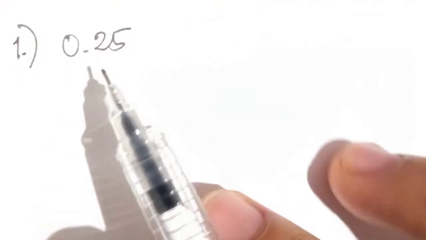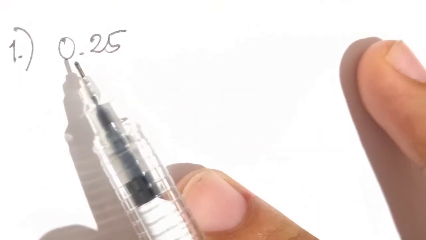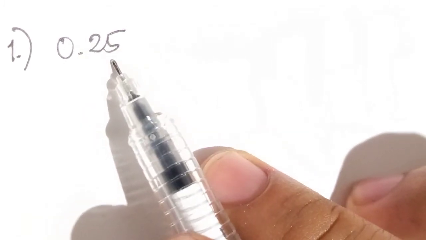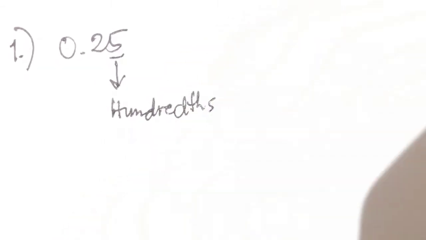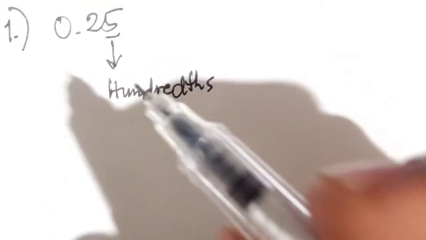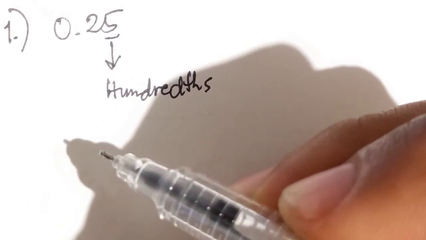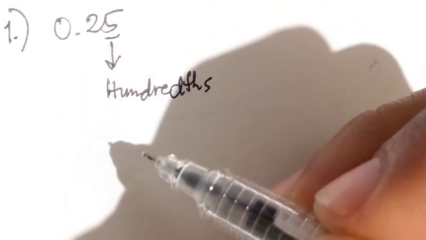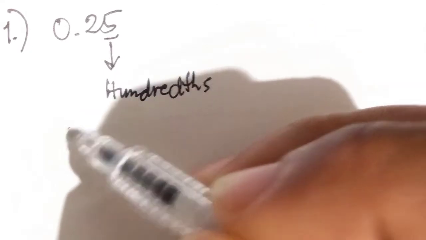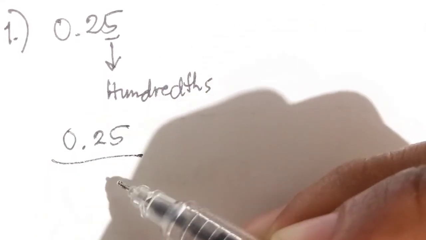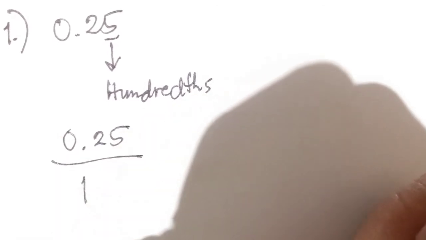Let us change this decimal number into a fraction, 0.25. As you can observe, the last number is 5 and its decimal place is hundreds. So therefore, let us do the first example. First, change the decimal into a fraction by using the decimal number as the numerator and putting 1 as the denominator. So 0.25 over 1.